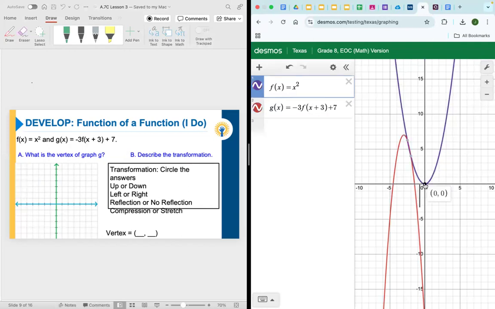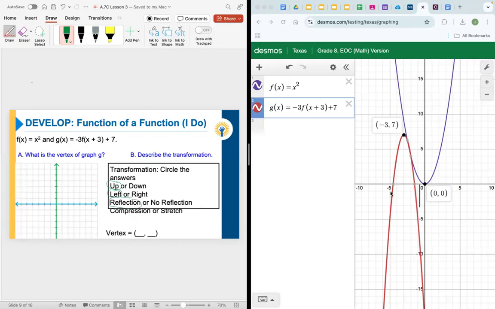As we can see, going from vertex to vertex, multiple things happen here. We're going up and we're going to the left, so let's circle that. I went from happy to sad, so there was a reflection. And I got skinnier. How did we know we got skinnier? Because that number 3 is our A in front of our parentheses, so we got skinnier, and skinnier just means we compressed.